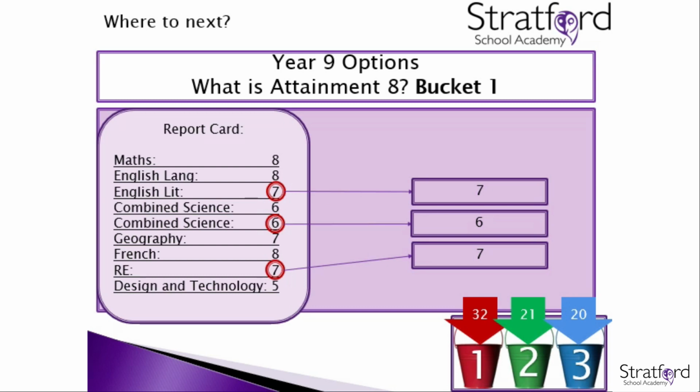Now we come to bucket 3, which is the 3 remaining grades that have not been used, which are the highest. Therefore, we have the English literature grade, because we used English language in bucket 1, English literature being grade 7. We then use the other combined science grade, which was a grade 6. And finally, we use the RE grade, which was a grade 7. 7 plus 7 plus 6 is 20, and that gives us our total for bucket 3.